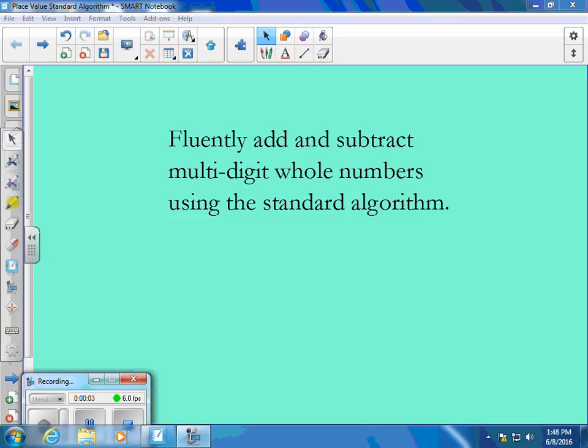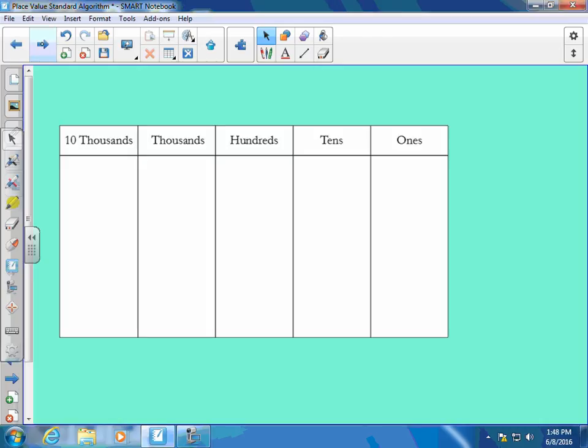In fourth grade, students are going to learn how to use the standard algorithm for adding and subtracting multi-digit whole numbers. We're going to teach the standard algorithm using the place value chart so that the standard algorithm is not just some rule or procedure that the students are using and have memorized, but comes from number sense. To begin with, we're going to look at just adding a 3-digit and a 2-digit number.